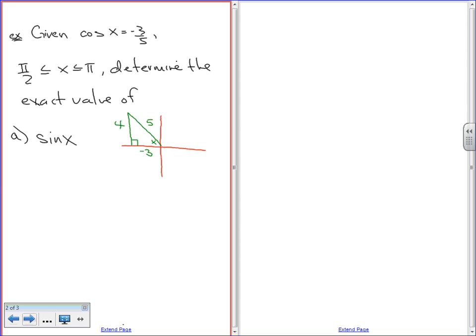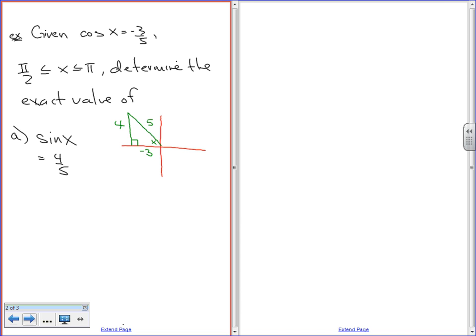So this is asking me what the sine of X is, and as long as I know what SOHCAHTOA is, then I can figure out that sine is the opposite side over the hypotenuse, and the opposite side is 4, and the hypotenuse is 5. So the sine of X is 4 over 5.